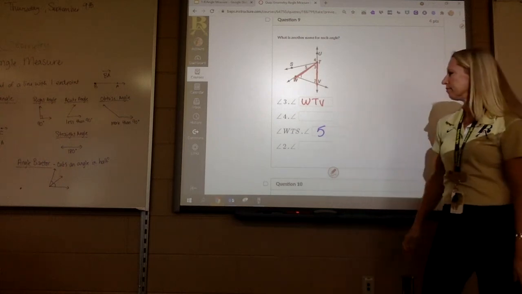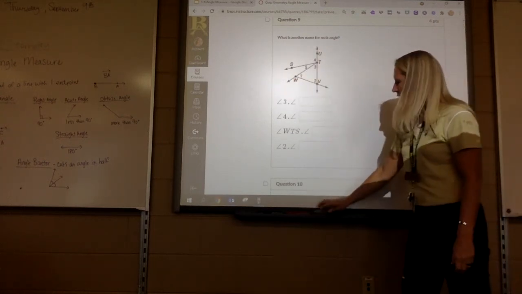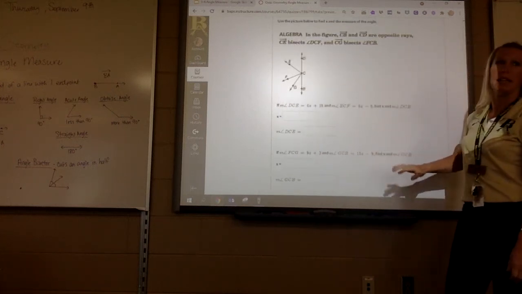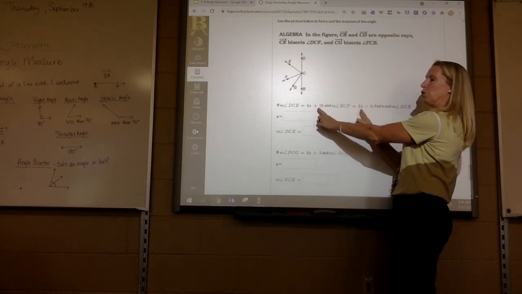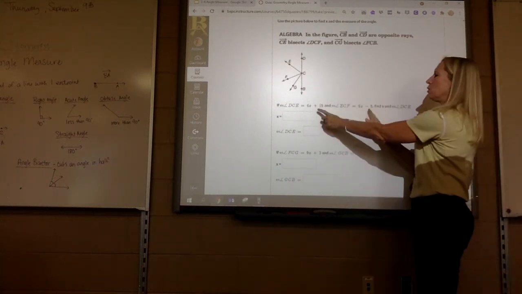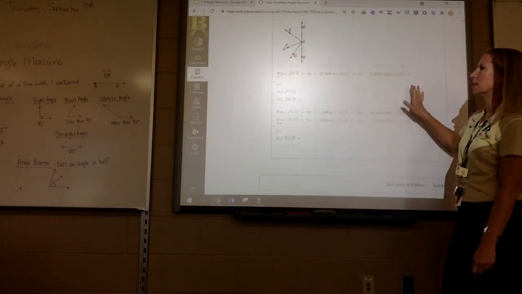I thought the previous was STW, 5. And then you've got the algebra at the end. You will be putting them equal to each other because it's an angle bisector. So equal to each other. Equal. Thank you for only giving us 10 questions.